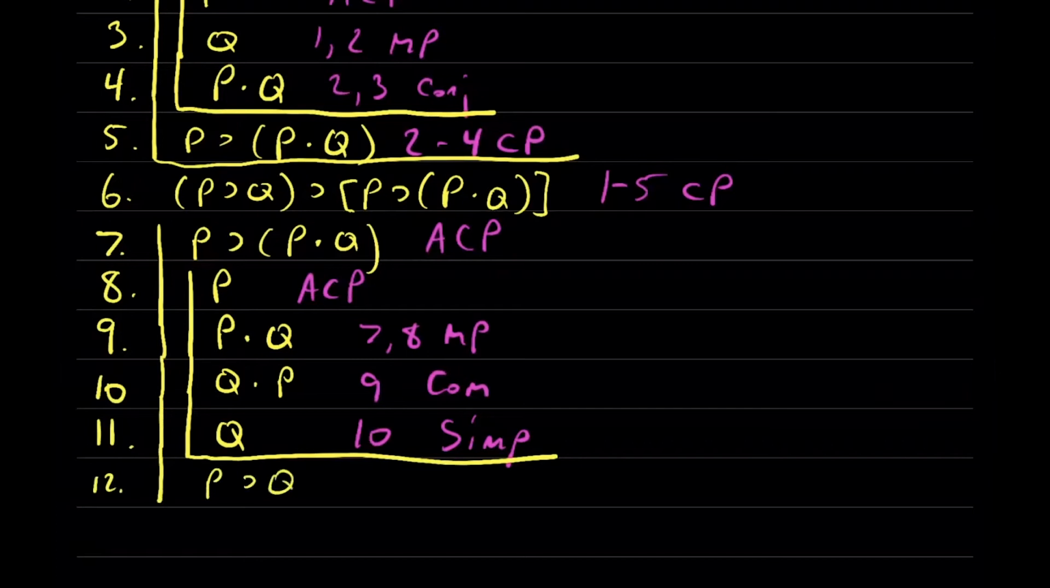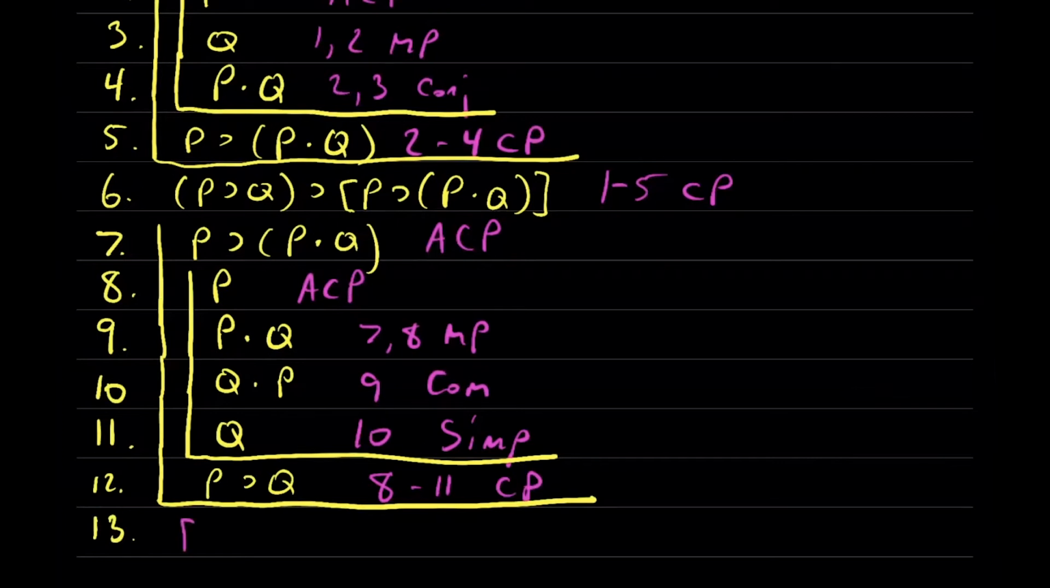P implies Q. And that follows from line 8 through 11 by conditional proof. Now look what I've done. I assumed on line 7 that P implies P dot Q, and I've shown that P implies Q follows from that. So I'm going to close off that conditional proof sequence. On line 13, now I've shown that the conditional goes the other way around.